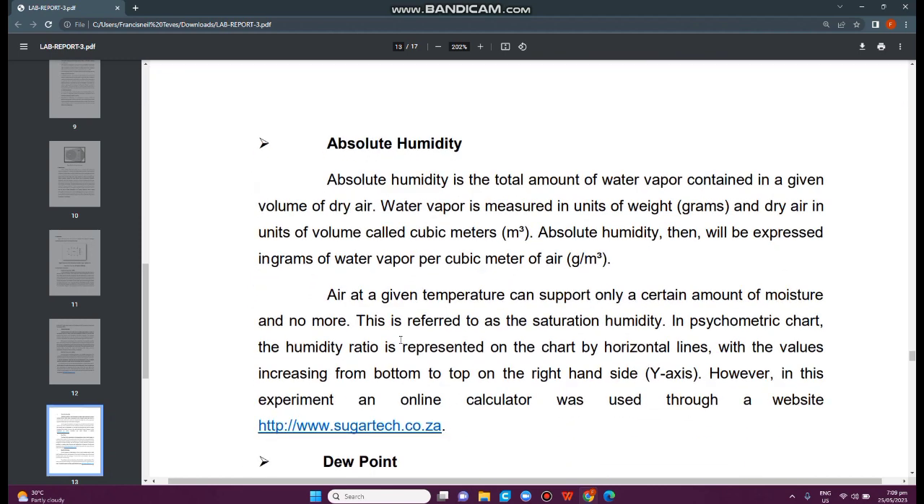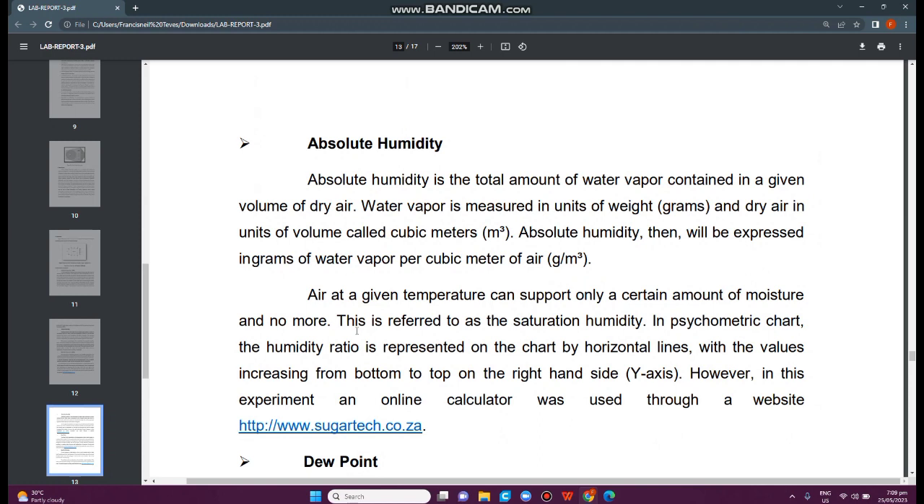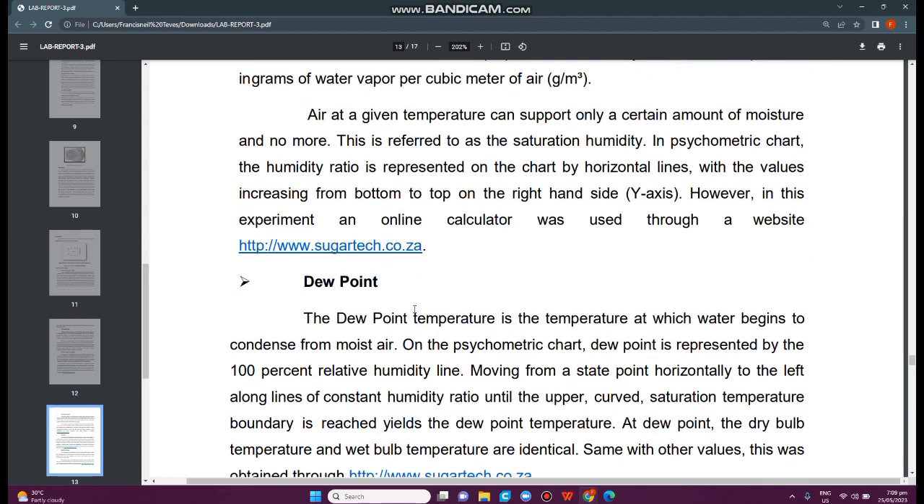Next, we have the absolute humidity. Absolute humidity is the total amount of water vapor contained in a given volume of dry air. Water vapor is measured in units of weight and dry air in units of volume, called cubic meters. Absolute humidity then will be expressed in grams of water vapor per cubic meter of air.